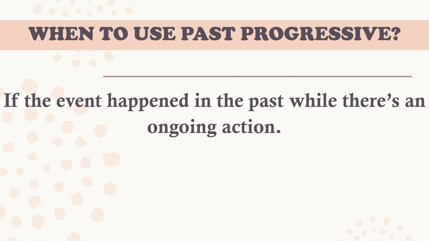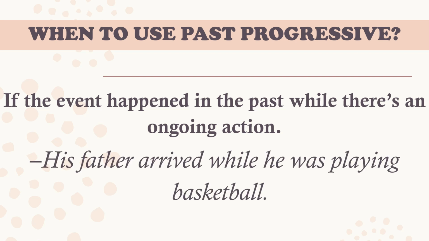Next, if the event happened in the past while there's an ongoing action, we will use the past progressive. Example, his father arrived while he was playing basketball. Now, his father arrived is the action that happened in the past, and he was playing basketball is the ongoing action which started in the past.